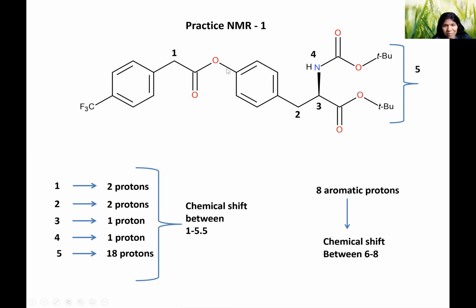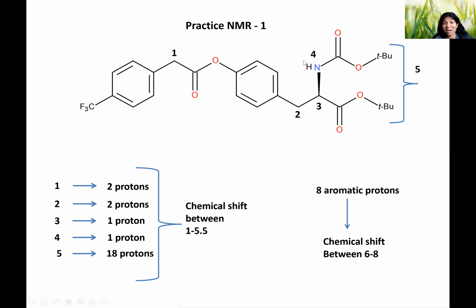I have already marked them. So this is 1, 2, 3, 4, and 5. So 1 has 2 protons, 2 also has 2 protons, 3 has 1 proton, 4 has 1 proton. And this NH, I have marked it here.